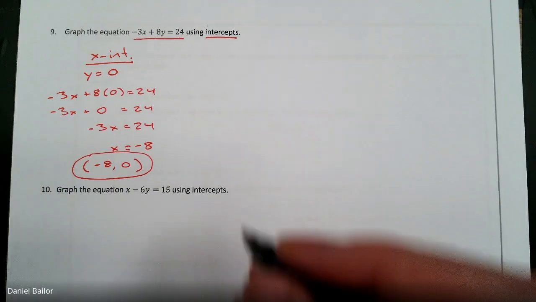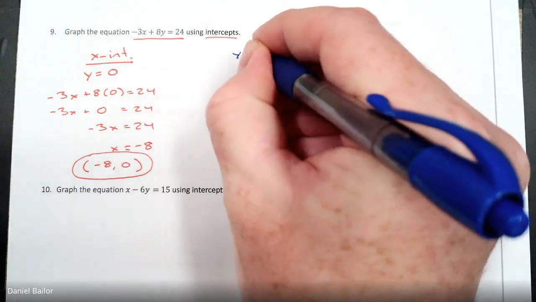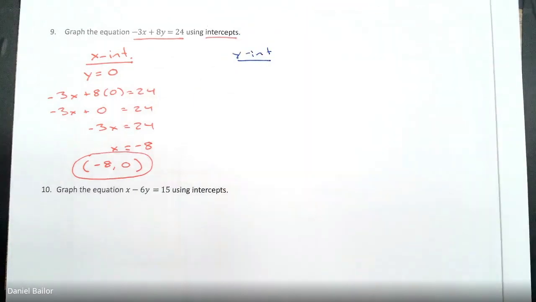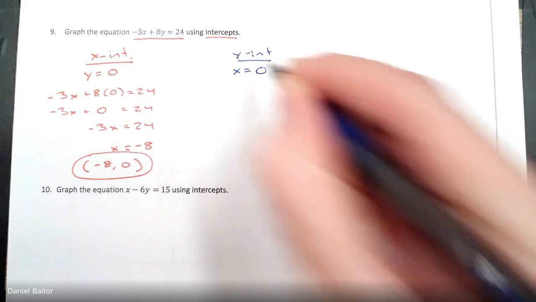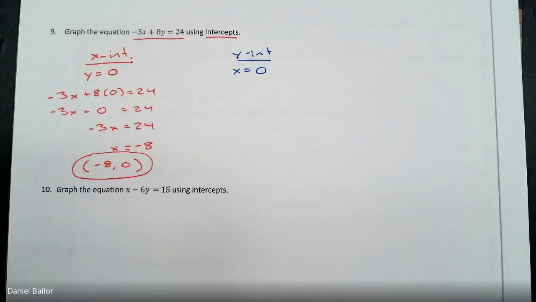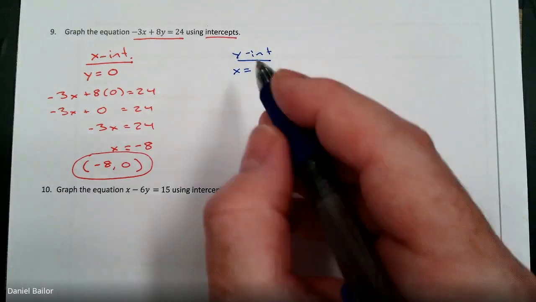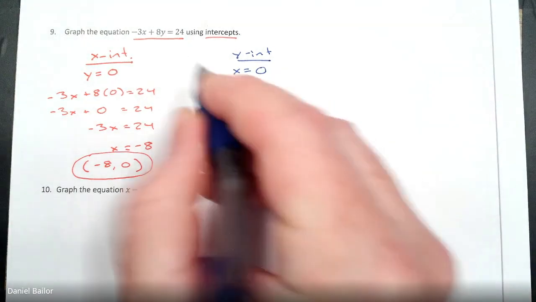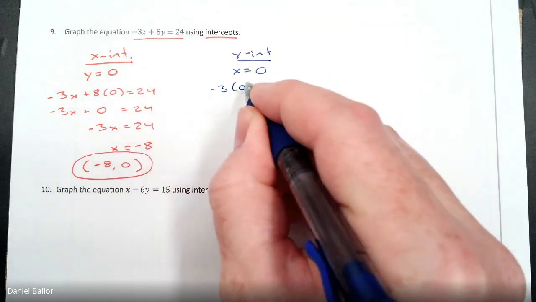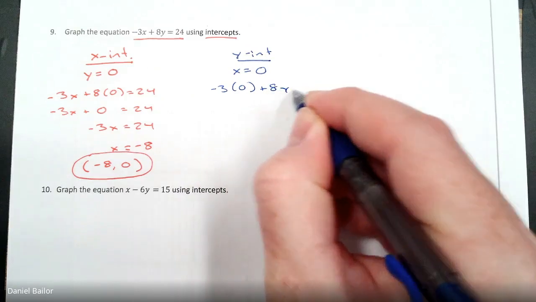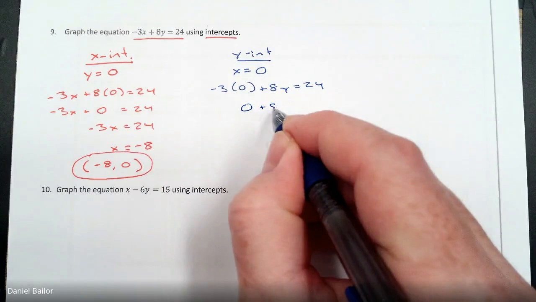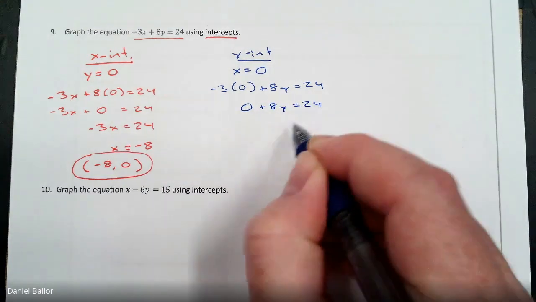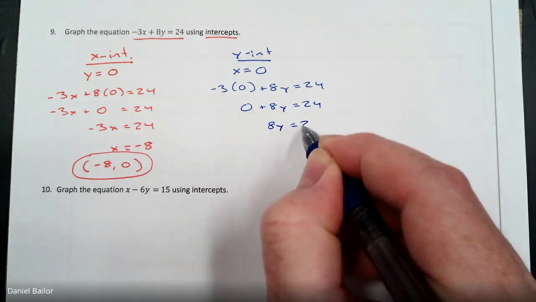Step 2, I need to find the Y-intercept. The Y-intercept, remember, is when x is 0. So now I'm going to solve the equation again, except this time, when I have the x, I'm going to put 0. So -3 times 0 is 0. 0 plus 8y equals 24, which is 8y equals 24.